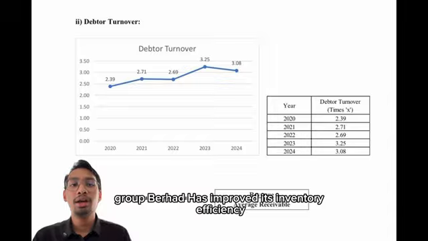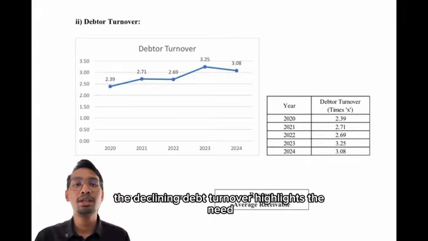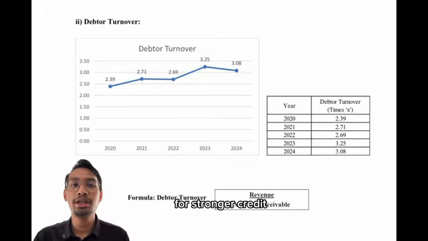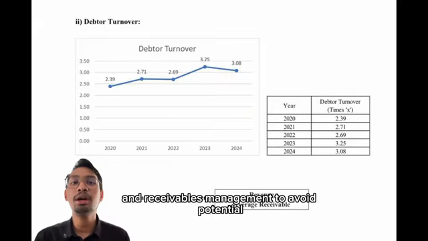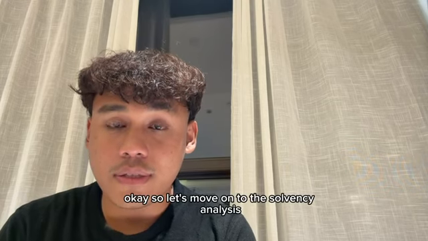Overall, while M Group Berhad has improved its inventory efficiency, the declining debtor turnover highlights the need for stronger credit control and receivables management to avoid potential cash flow constraints. Okay, so let's move on to the solvency analysis.